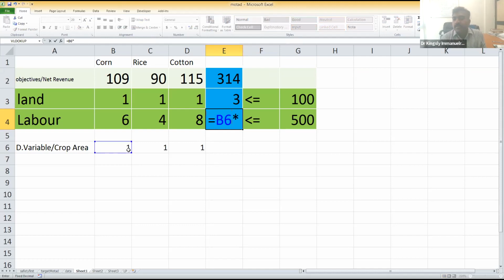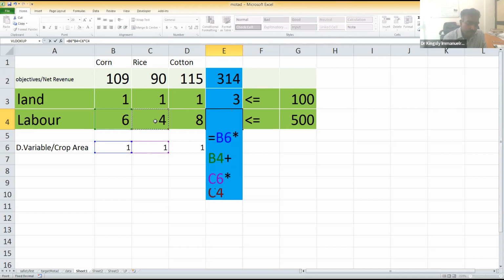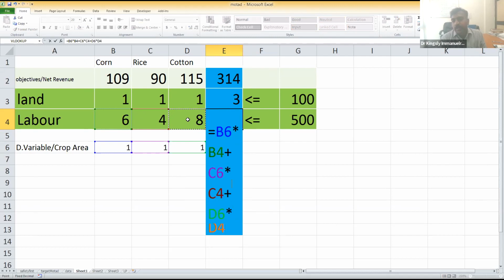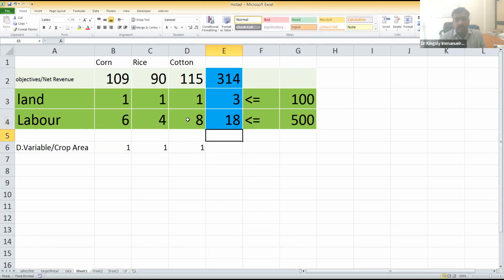Similarly, labor, same formula: area under the crop times labor use, plus area under the rice times labor use under rice, plus area under cotton times labor used under cotton cultivation. So total 18 days of labor use. So this is the formula. I have not done any big calculation. This is a small calculation. Okay, so we can use simply this and there is no issue.